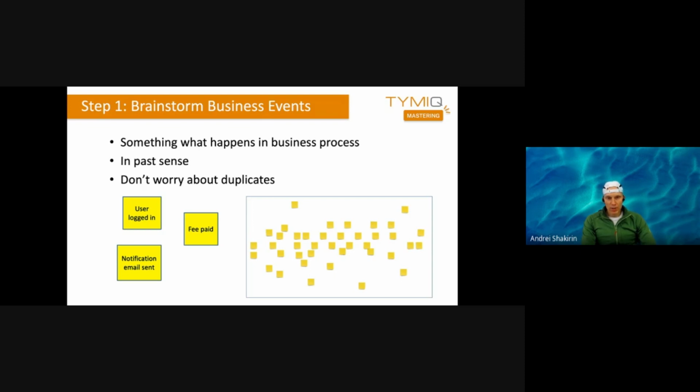On the first step, we create business events, so we identify business events and create them. They are normally written on these yellow cards. A business event is something which happens in the business process. It's formulated in the past tense. And on this step, we don't worry about duplicates or about the chronological order of these events. It will be corrected and updated in the next steps.